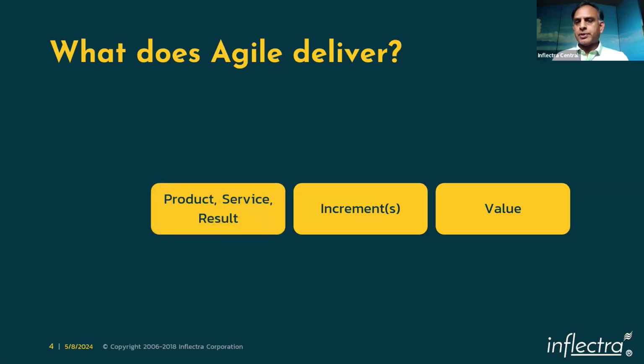They are product, service, or result. It could be a product increment. It could be some kind of a service that is being consumed by your work, or it could be a documentation or any other kind of a result as well. So it could take a combination of any one of these features.